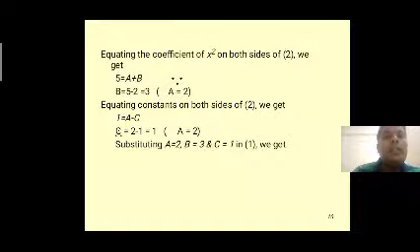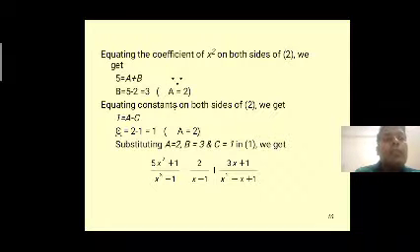Now finally we substitute A = 2, B = 3, and C = 1 in equation 1. We get (5x² + 1)/(x³ − 1) = 2/(x − 1) + (3x + 1)/(x² + x + 1).